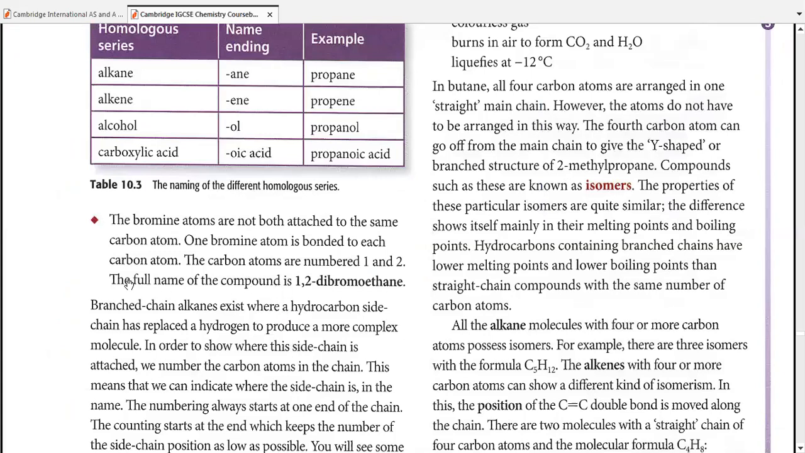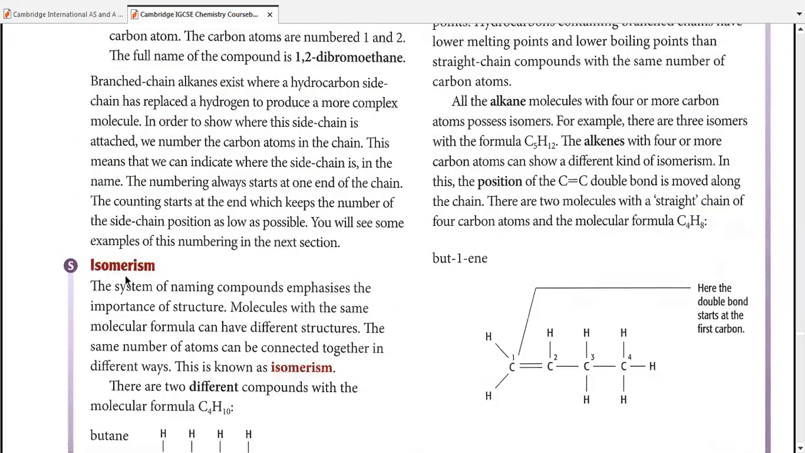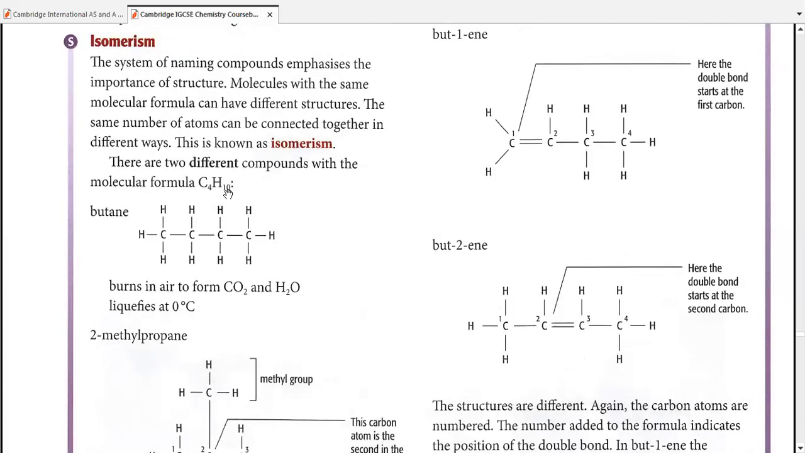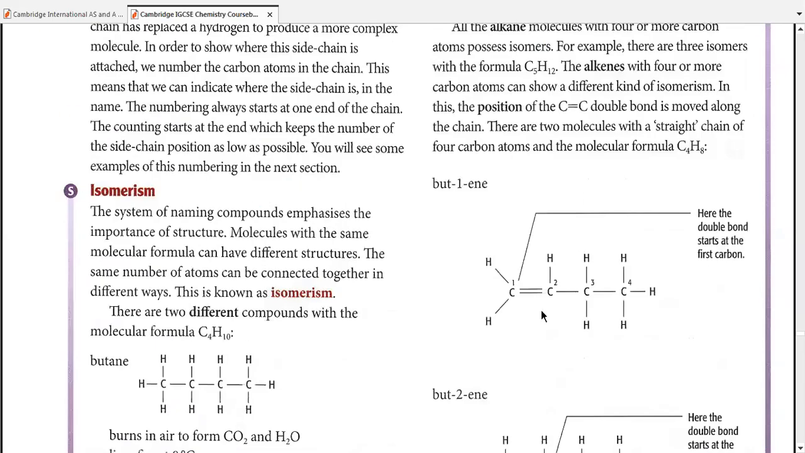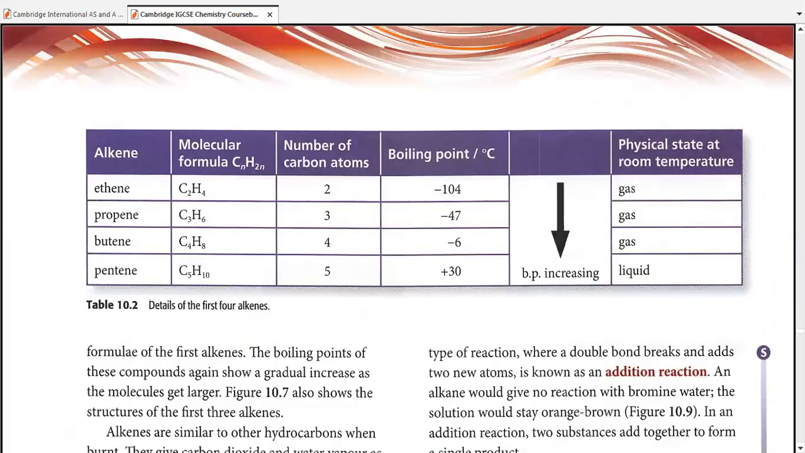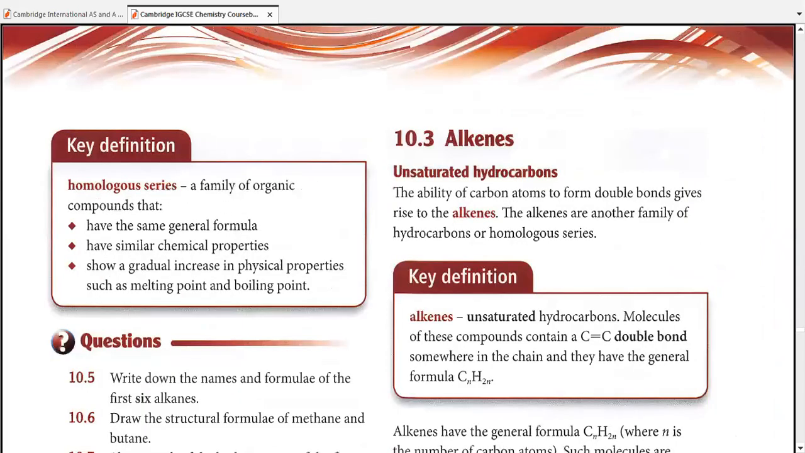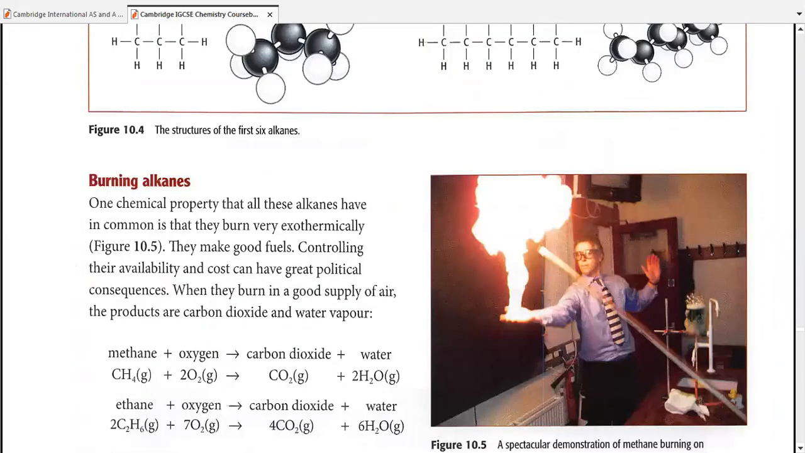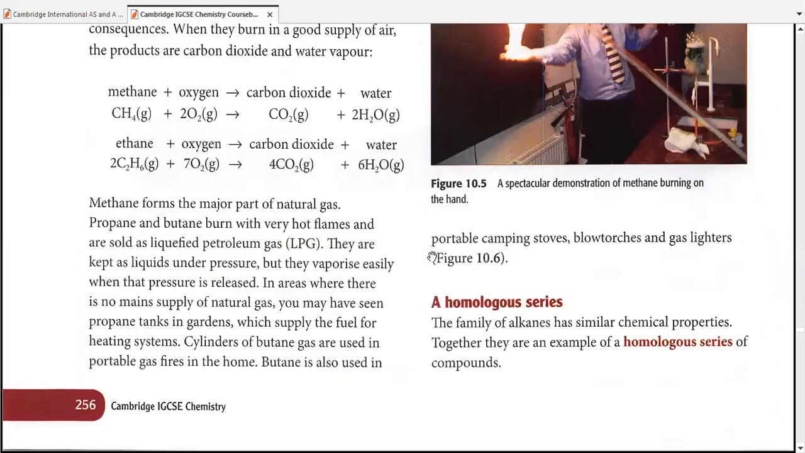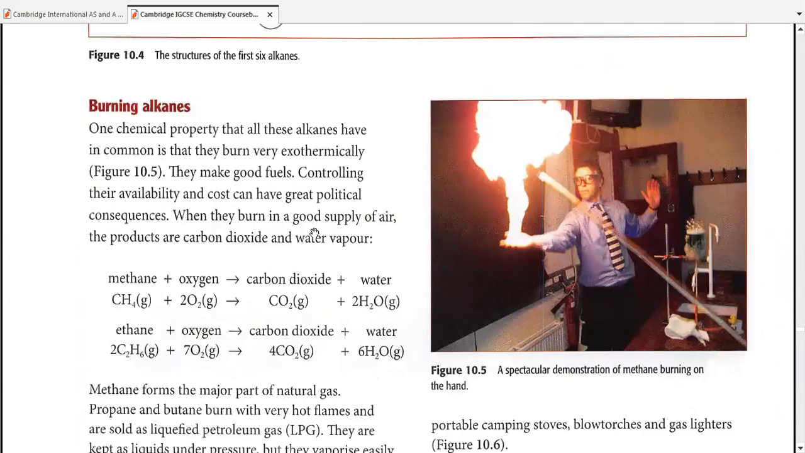Then we moved on to the phenomenon of isomerism. What are isomers? How molecular formula can be the same, but the structure can be entirely different, along with different properties, different physical properties. One thing that is yet remaining to be done in case of this family is actually the chemical properties. So to go with chemical properties, we're going to start with this page, page number 256.